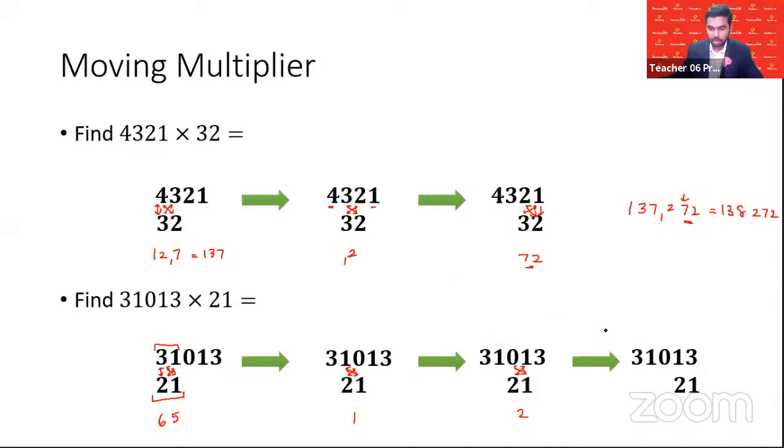And again, we have the last part. Here we have to apply vertically as well as crosswise. So 1 times 1 plus 3 times 2, which is 7. And the last part is 3. So the answer is going to be 651273. You can verify this answer.